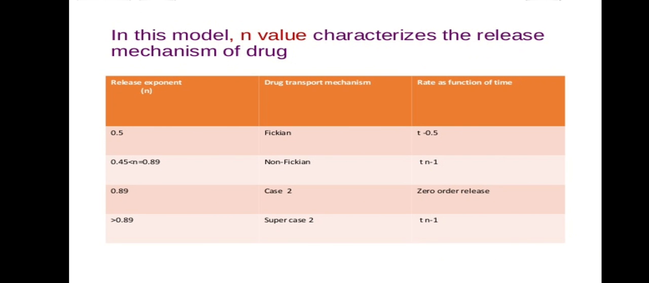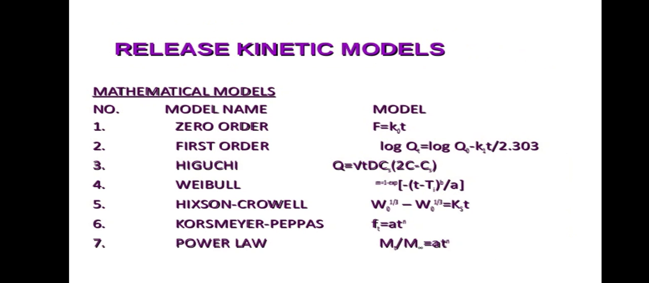In this model, the n value characterizes the release mechanism of the drug. Here you can see in the table, there are 3 columns: release exponent, drug transport mechanism, and rate as a function of time, along with these values. Here is the list of models that we have learned: zero order along with its equation, first order, Higuchi, Weibull, Hixson-Crowell, Korsmeyer-Peppas, and power law. These are the models that we can use to calculate mathematical equations in drug designing.